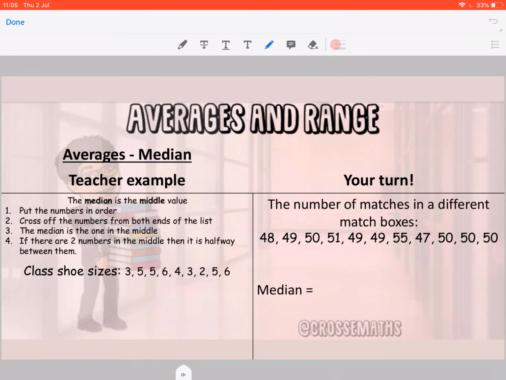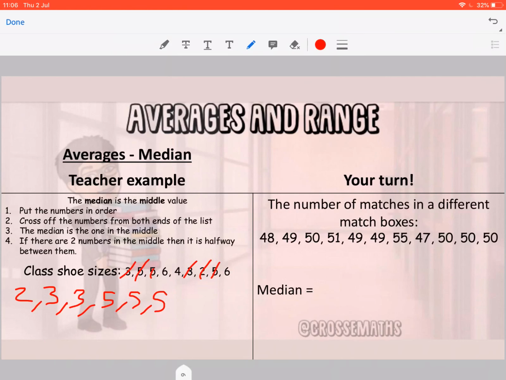Median, now this one you do have to put the numbers in order. It's crucial you put them in order because you're looking for the middle value when they're in order. So if I look at these numbers, I've got a 2. And as I put them in order, I'm going to cross them out. I've got a 2, I've got a 3, I've got a 3, I've got a 5, a 5, a 5.